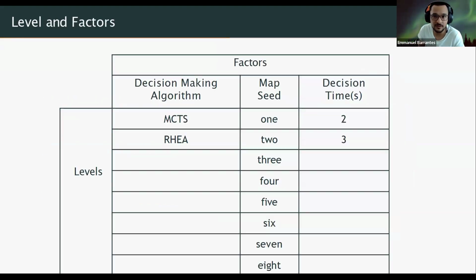For this study, the factors and their levels are shown in this table. Decision-making algorithm is one factor. It has two levels: Monte Carlo tree search and rolling horizon evolutionary algorithm. The map seed is another factor, which defines the game configuration. We selected 8 randomly generated seeds. The third factor is the decision time. It refers to the time the agent has to make a decision. In this case, it has two levels, 2 seconds and 3 seconds.